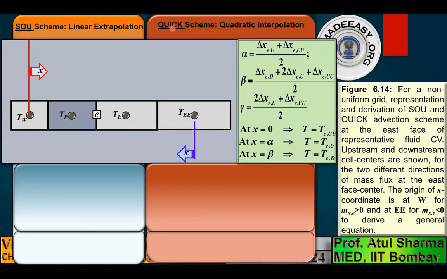Whereas if you are using a QUICK scheme, then you also need the downstream neighbor. If ME is positive, this is the downstream neighbor. If ME is negative, this is the downstream neighbor. So let us suppose we are considering this as the positive x direction. So this is x equals 0.